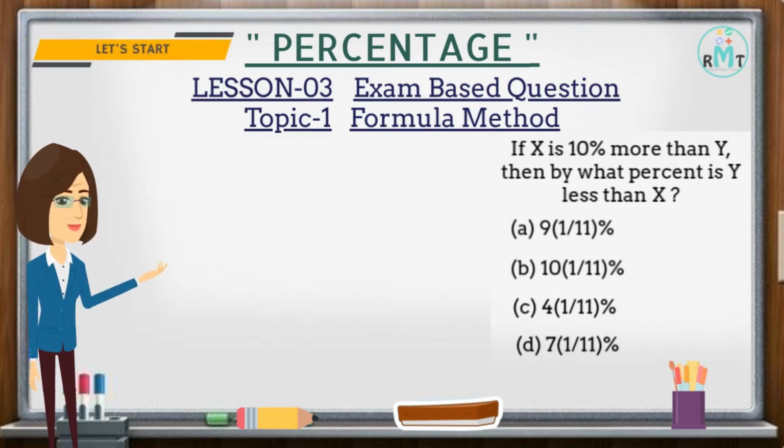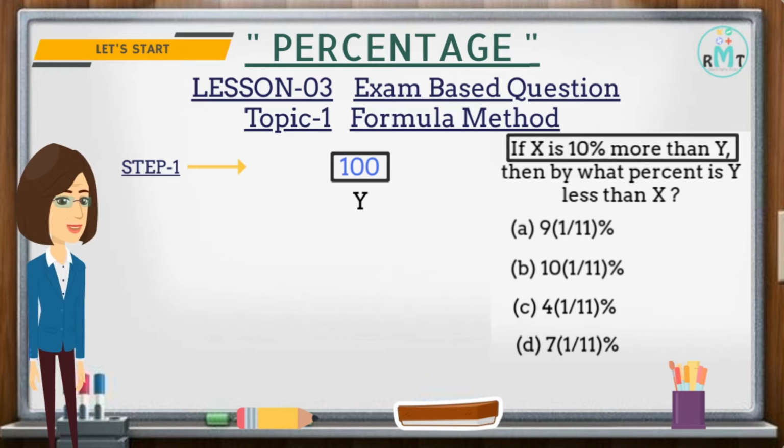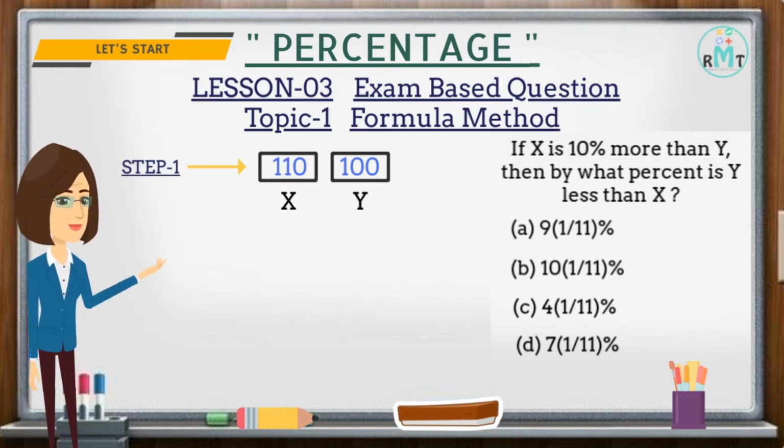Let's start. Step 1. Let us assume the value of y is equal to 100. Next, in the question, we are given that x is 10% more than y. So 10% more than 100 is equal to 110, and the value of x is equal to 110.